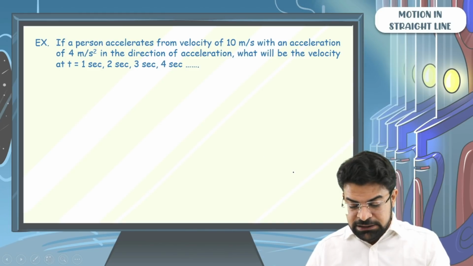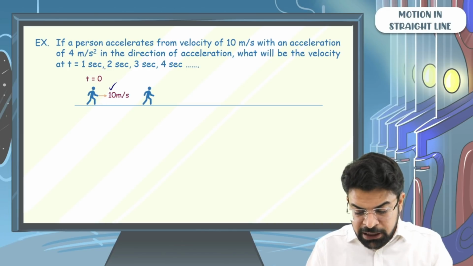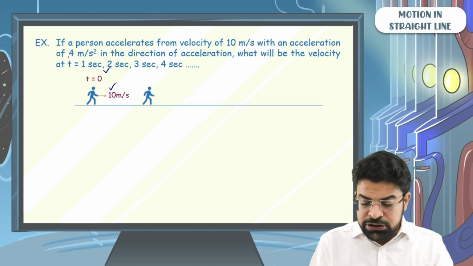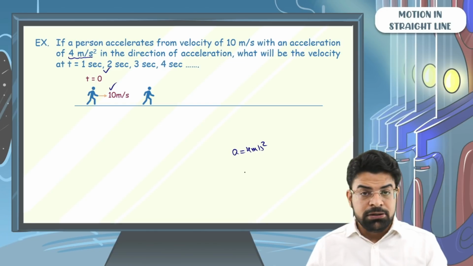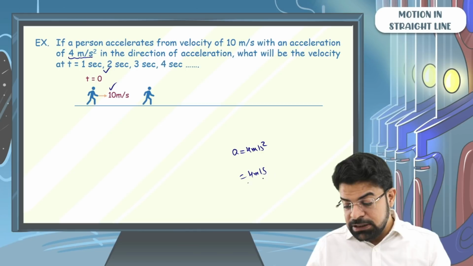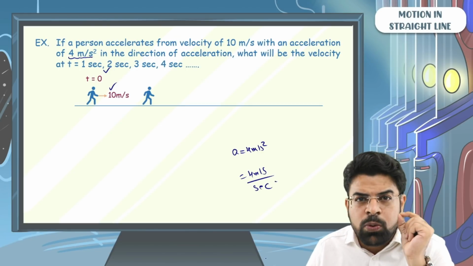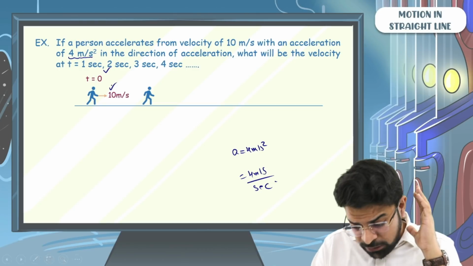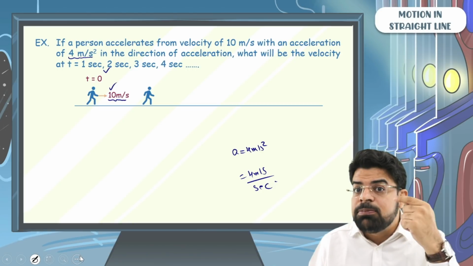So let's visualize this person. At time equals 0, this person has a velocity of 10 meters per second. In 1 second, the velocity will increase by how much? The acceleration is 4 meters per second square, that is 4 meters per second per second. So in 1 second, the velocity will increase by 4 meters per second. The velocity was already 10 meters per second.